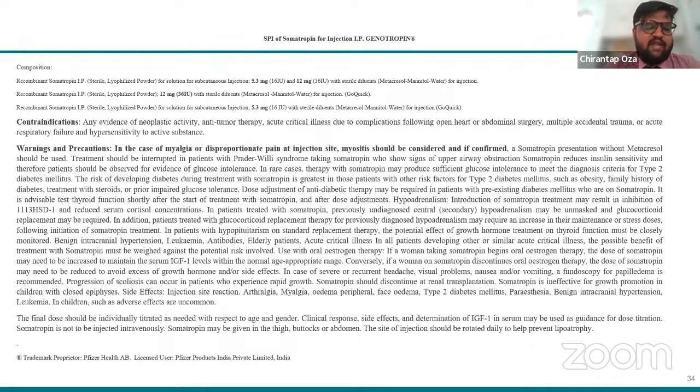Somatropin is to be given as a single daily subcutaneous nighttime injection on the thigh, buttocks, or abdomen, and the site of injection should be rotated daily to help prevent lipoatrophy.